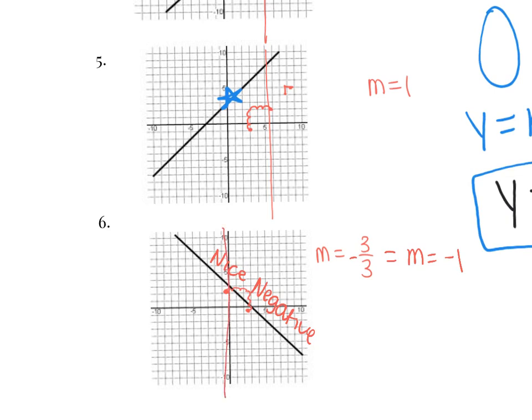So I go on my y-axis, and I see where it crosses. Crosses right here at +3. So my b is 3. And then I plug it into slope-intercept form. Y equals negative. I'm not going to write my 1 because we could just write x. We don't need to write -1x. You can, it's not wrong. Plus my 3.